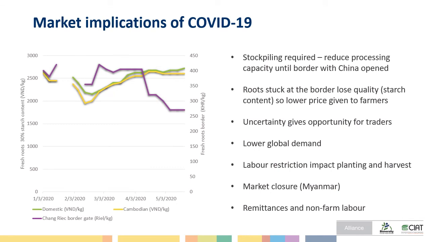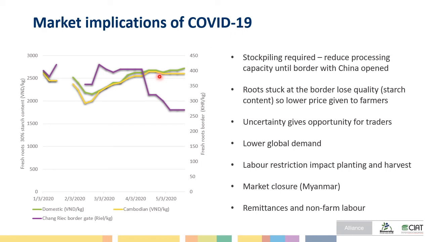Finally, just to have a look at what something like COVID and trade restrictions brought about by the restrictions in movement meant. Initially, there was some stockpiling required in China, which meant that capacity of processing was reduced, which had some short-term impact on prices. What we did see, though, is roots getting stuck at borders.